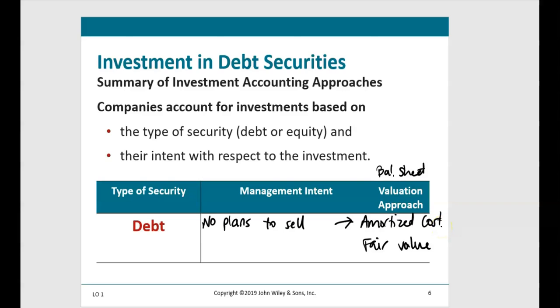Now, when the buyer purchases the investment in debt securities and plans to sell them, in other words, does not plan to hold to maturity, what's the alternative to holding to maturity? Selling at any point. And because those changes in fair values become much more relevant if they can be sold at any time, we report those debt investments at their fair value on the balance sheet.